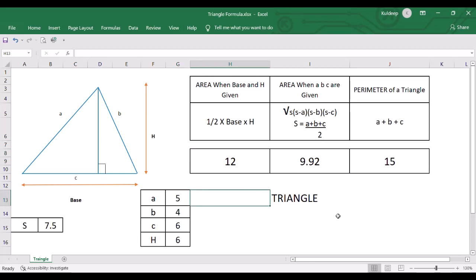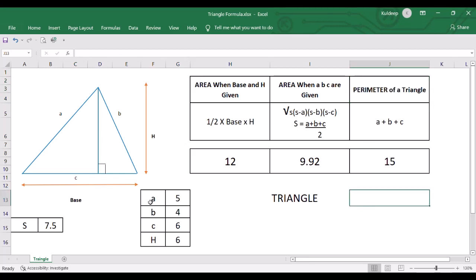There are 2 basic formulas for the calculation of area. We can calculate area when base and height are given. And secondly, when all 3 sides A, B, and C are given. And one formula for calculation of perimeter. The sheet is very user-friendly. You just need to type the values given in your books and you will get the calculations instantly.